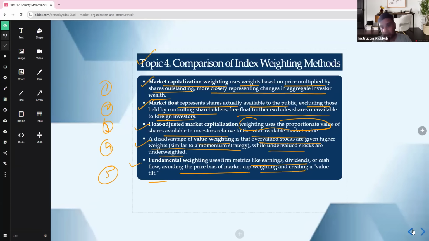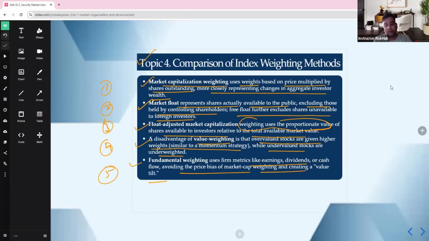Now, comparison, which is very, very important. Market cap reflects wealth momentum, it's not momentum bias. When you look at market cap, you use weight based on price multiplied by shares. Float adjusted is the realistic investable universe. Price weighted has the problem that it is arbitrarily distorted by price. And fundamental has a value tilt and is more stable. So keep that in mind.